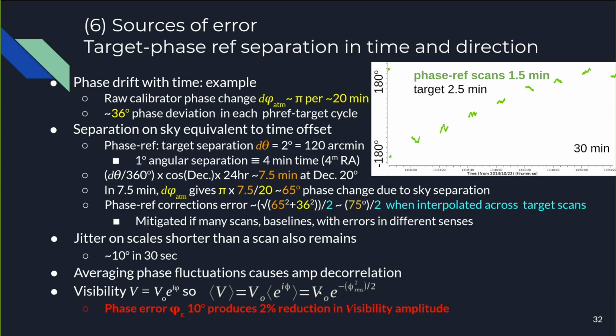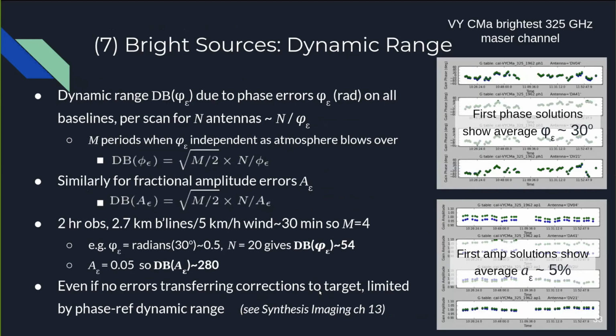Dynamic range is another issue. If your phase reference source, for example, has a dynamic range of 200 to 1, essentially, you're never going to get a target dynamic range better than that without self-calibration. There is an expression which is derived in the synthesis imaging chapter of the 1999 VLA Summer School Handbook, which I have to say, it's available online for free.